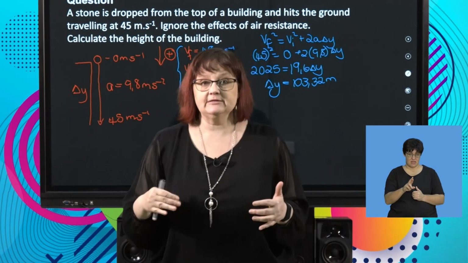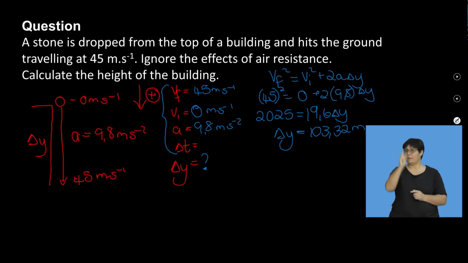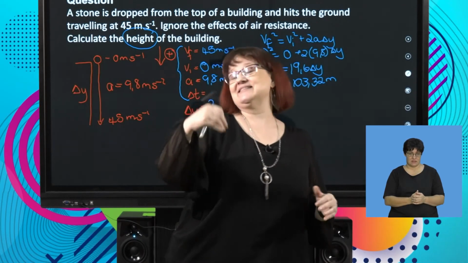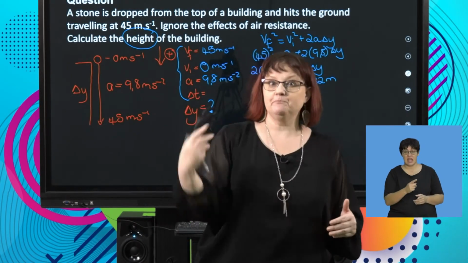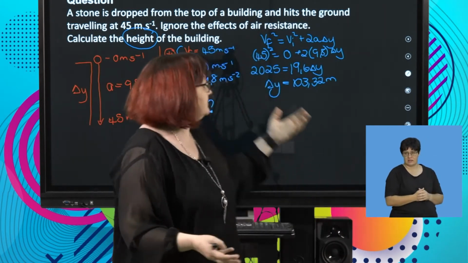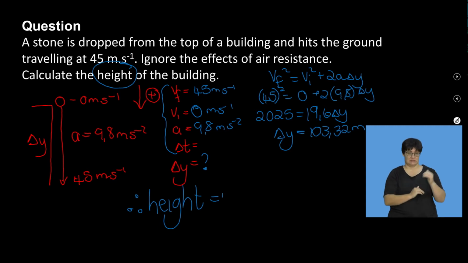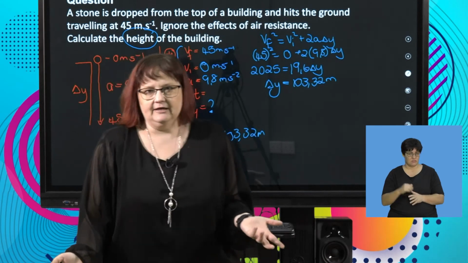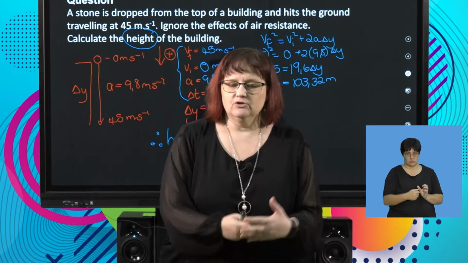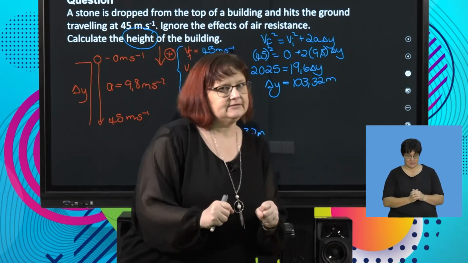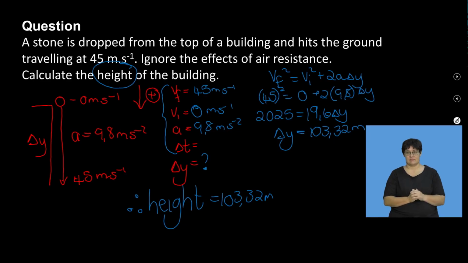Now, I'm working with vectors. I'm not putting a direction on this. They wanted the height of the building. That's a scalar. They didn't want the displacement of the object. They wanted the height of the building. You could always put a little note here if you want to be on the safe side and go, therefore, the height of the building is 103.32 meters. That's fine, but I don't need a direction because height is a scalar. We got it? Hopefully. Let's carry on.